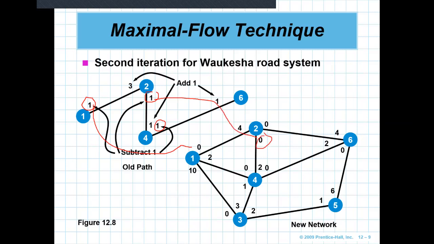And the last one is 4 to 6, 1 minus 1, it also becomes 0. And use that number to be added to the reverse capacity numbers. So in this case, 3 plus 1 becomes 4. 1 plus 1 becomes 2. And 1 plus 1 becomes 2.